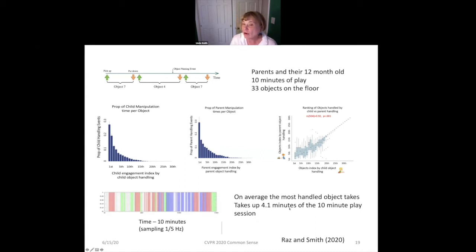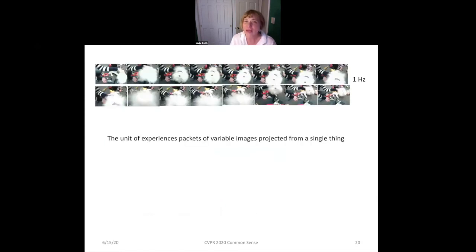On average, the most handled object by the parent and child in this 10-minute play session takes up 4.1 minutes of the 10 minutes, okay? Just think of that, 4.1 minutes. That is a big packet of data about a single object. A whole lot of data about a single object, okay?